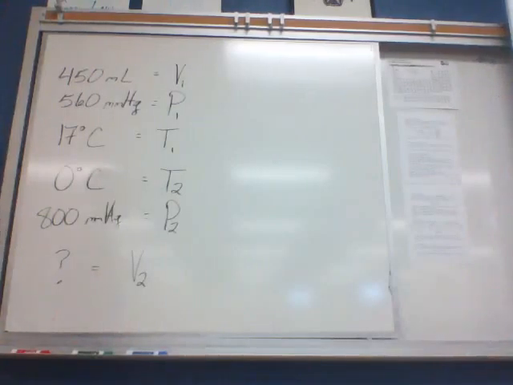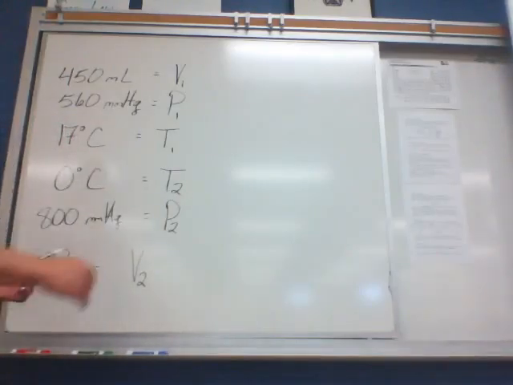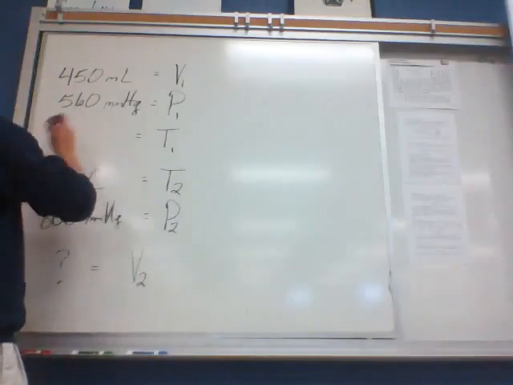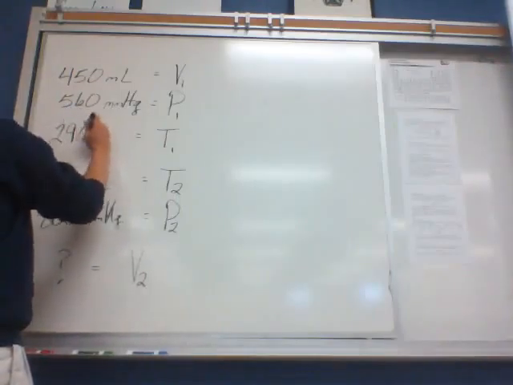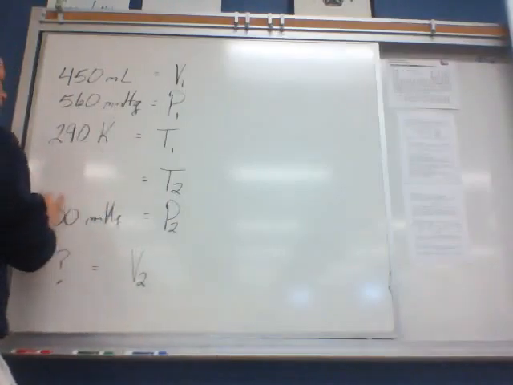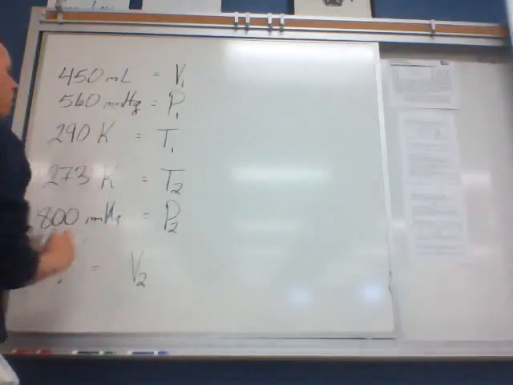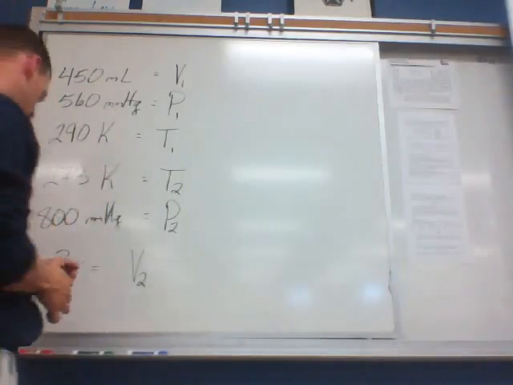What's the next step? Not plug it in. Not cross. Get rid of Celsius. Do not let that Celsius stand. 17 plus 273 is 290 Kelvin. 0 plus 273 is 273 Kelvin. Now we're ready to go.